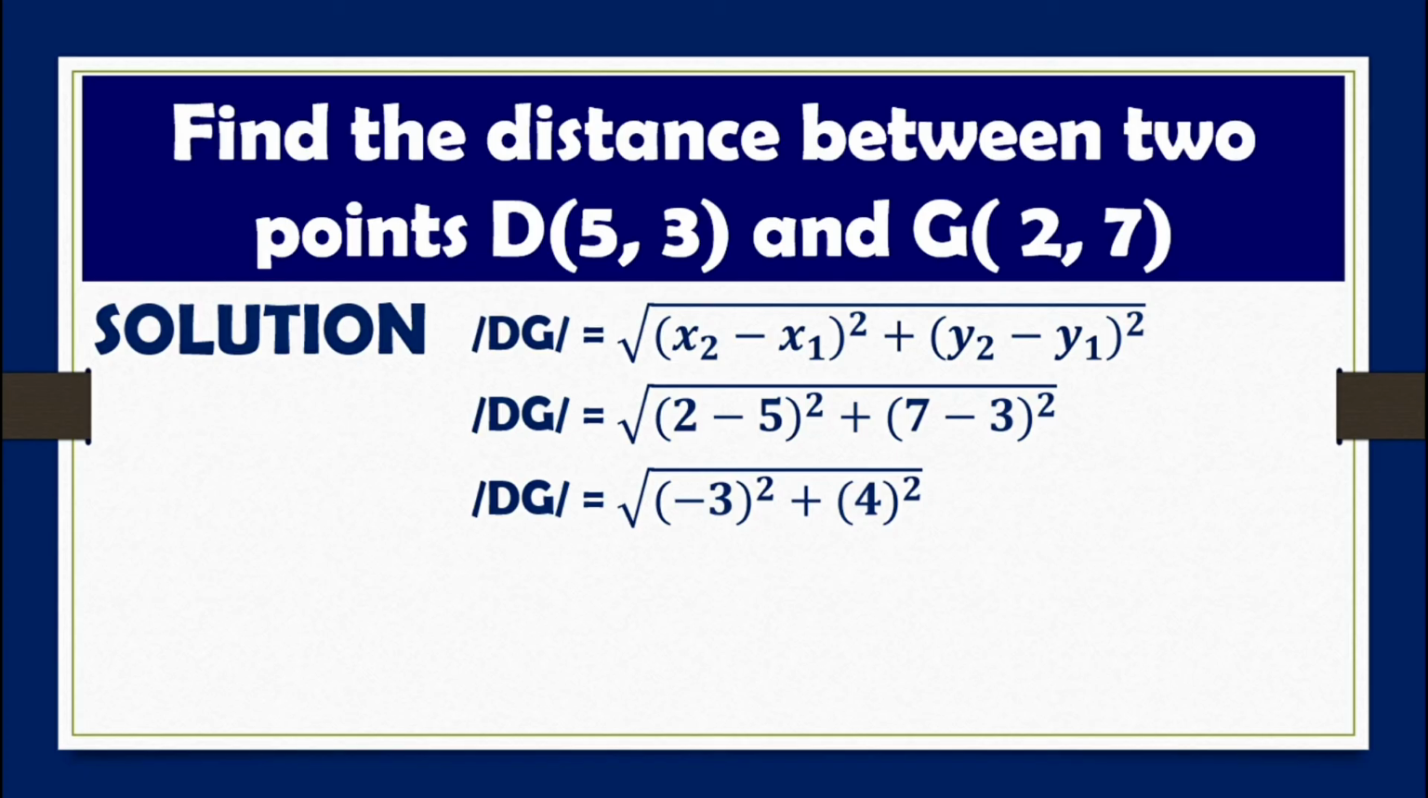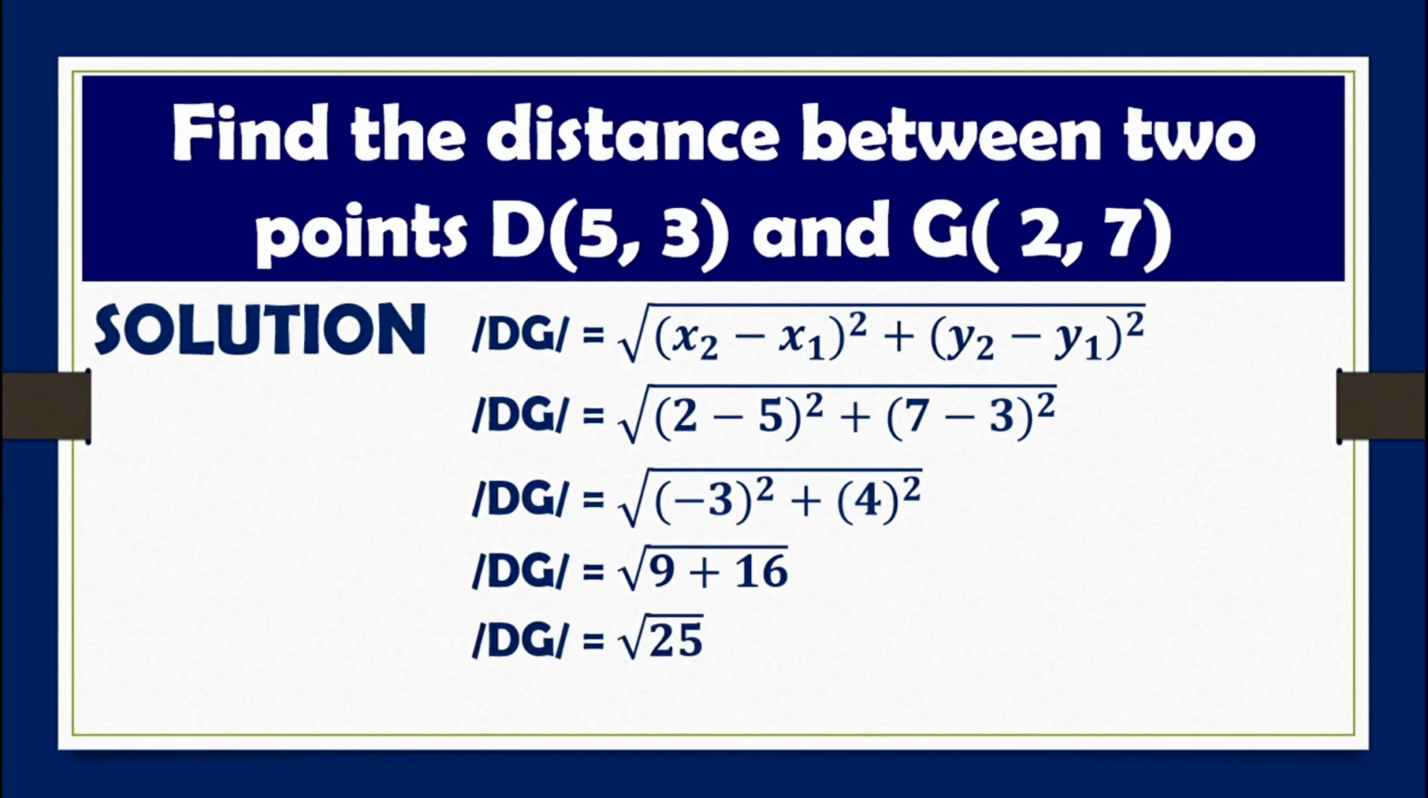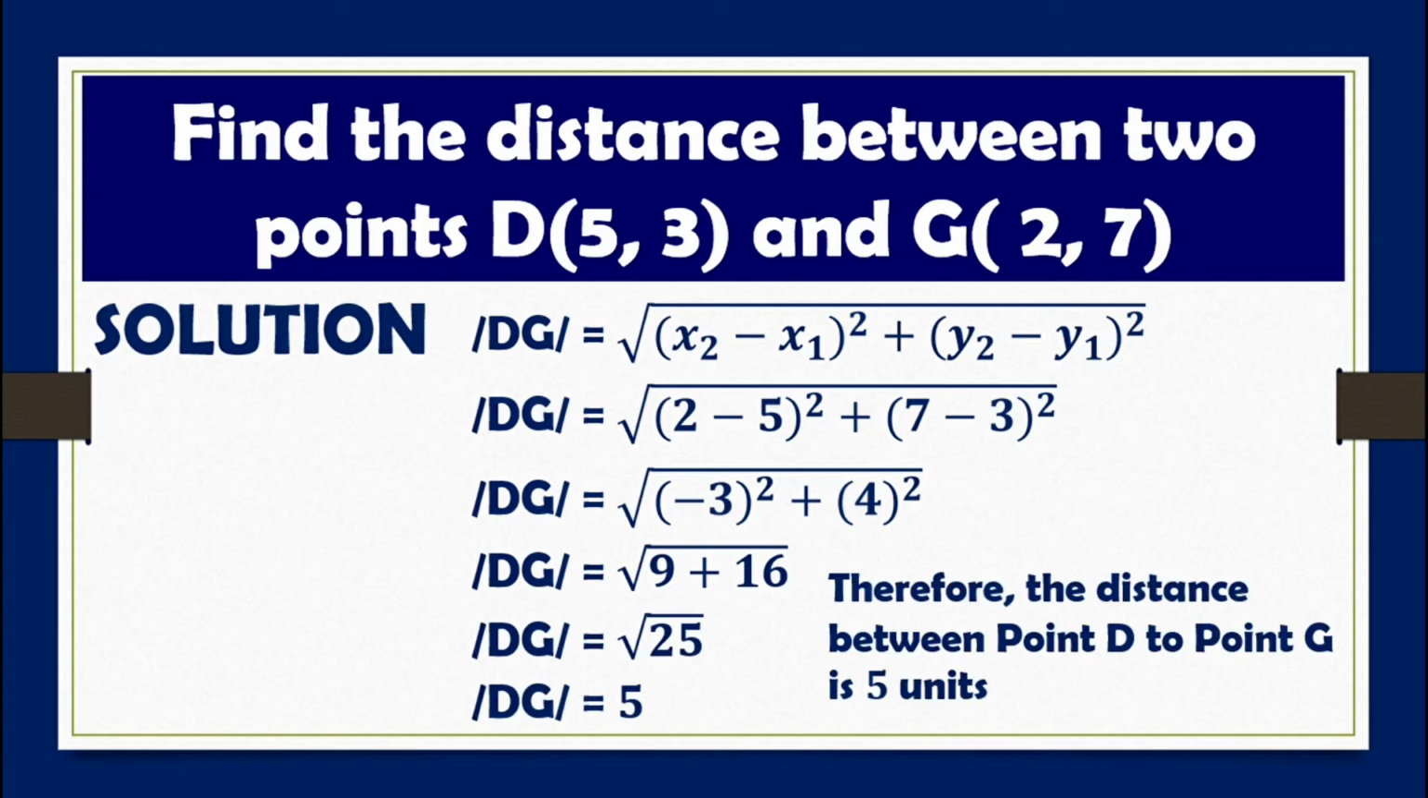Negative 3 squared that is equal to 9, 4 squared that is equal to 16. Adding 9 and 16, that is equal to 25. Square root of 25 is 5. Therefore, the distance between point D to point G is 5 units.